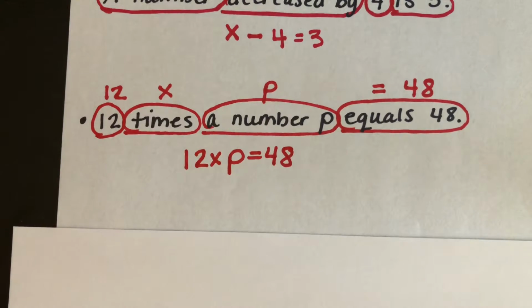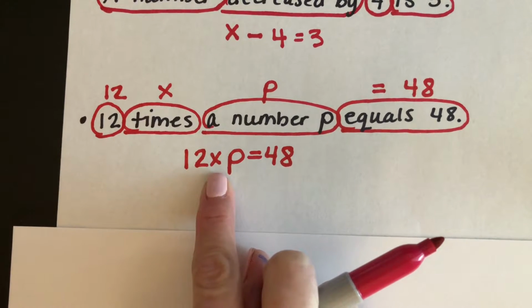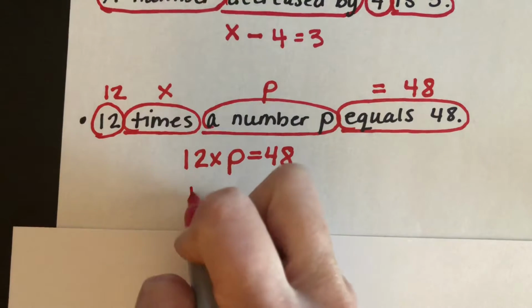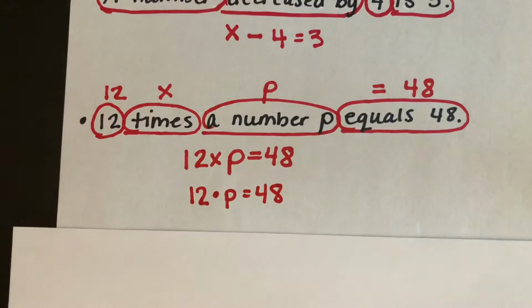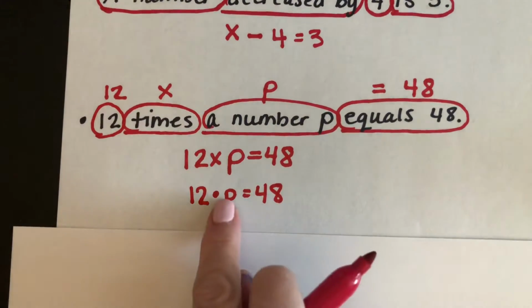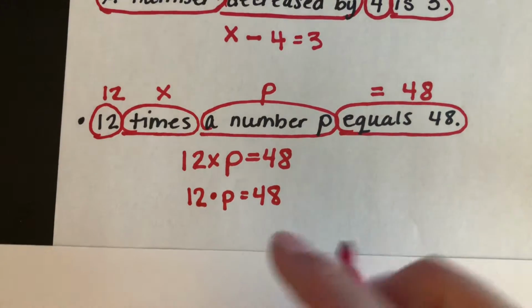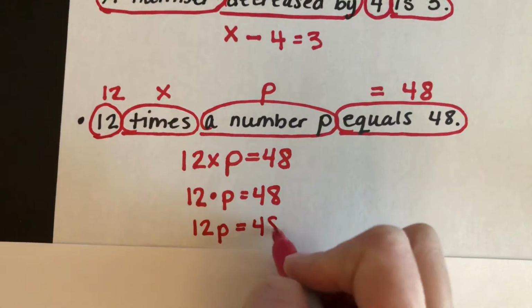But when we have variables like p that's in our sentence and we're using variables in algebra, we no longer use the multiplication symbol because that shows us almost like it could be another variable. So you could write 12 dot p equals 48. The dot is another symbol for multiplying. However, in algebra, they just go ahead and put the 12 and the p together.